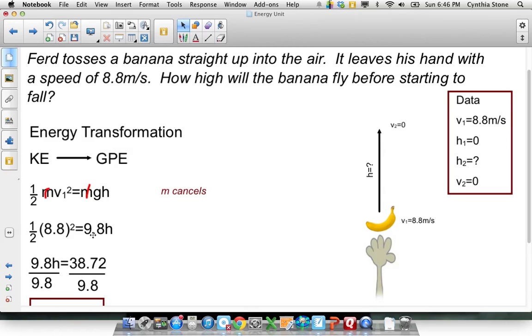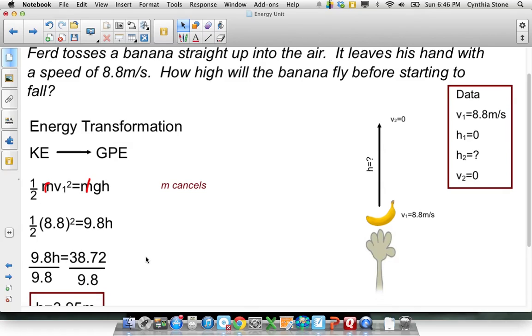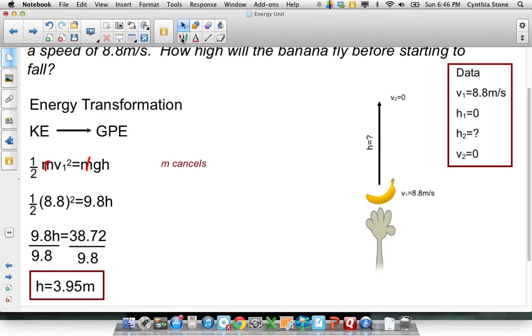Anyway, so you substitute in the numbers. This time Ferd is on Earth. We have to assume at least Ferd's on Earth. We don't know where on Earth, but on Earth. And we want to solve for h this time. How high does it go? Okay, so you just go through the process, and he throws it 4 meters into the sky, which isn't very high, but who said Ferd was strong, right?